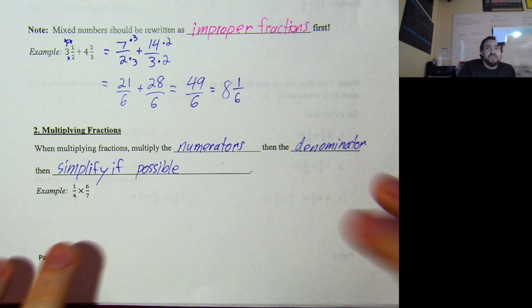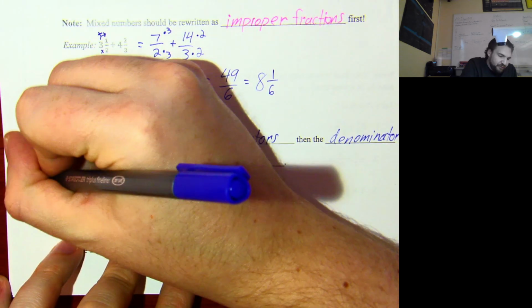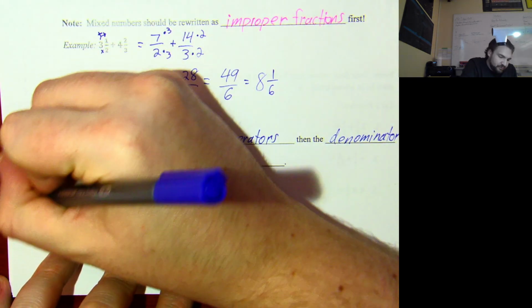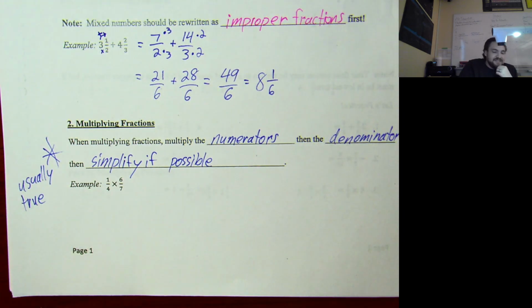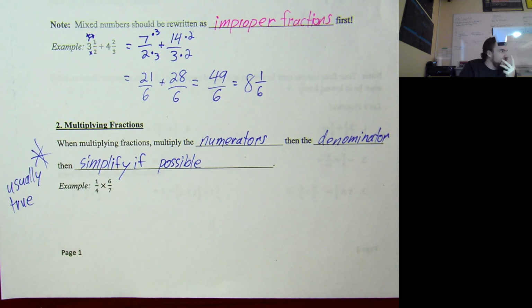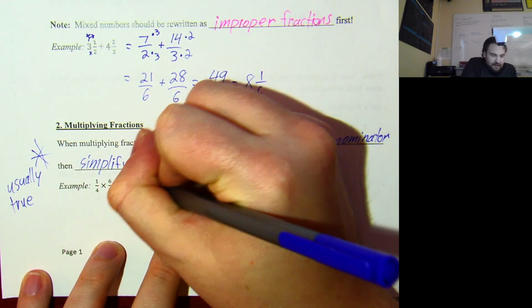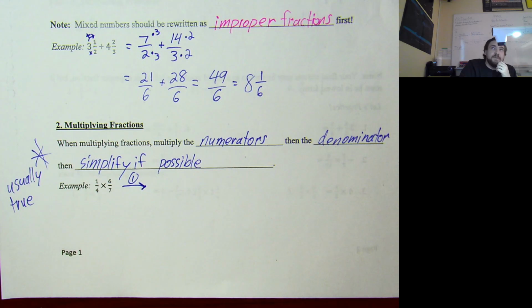I'm going to put a star next to this because this is only usually true. Sometimes it's better to do some fun simplification before you do the multiplication, because then it can make your life a little bit easier. I'll show you what I mean by that. So we're going to do this question two different ways. Number one, we're going to follow the instructions that I gave you. Multiply the numerators, multiply the denominators, simplify if possible.